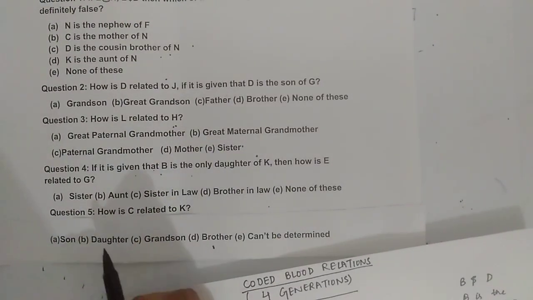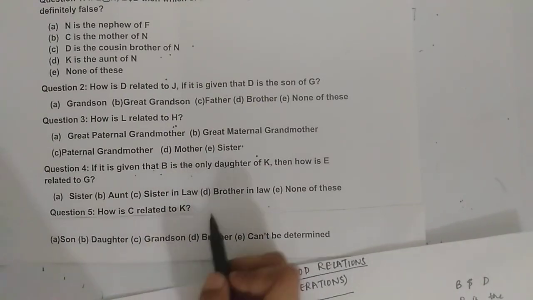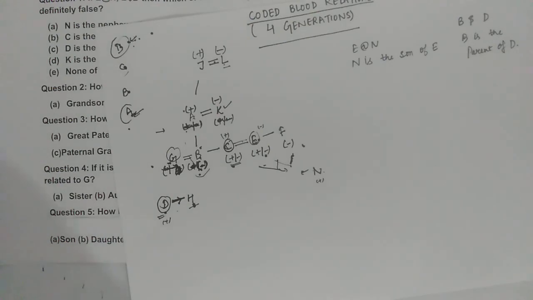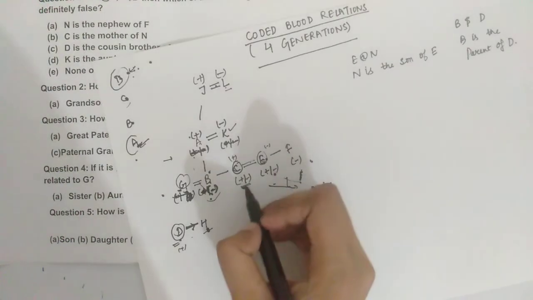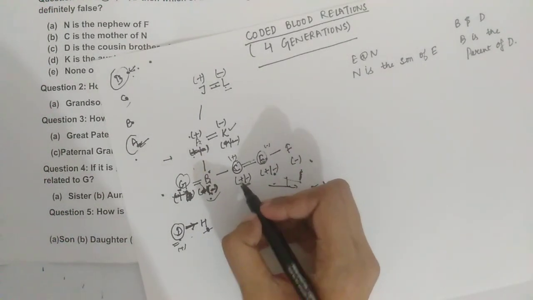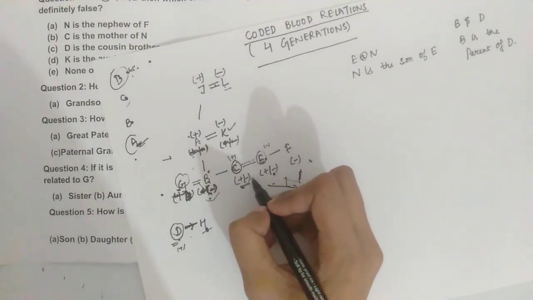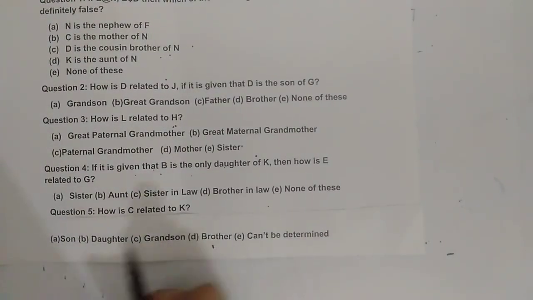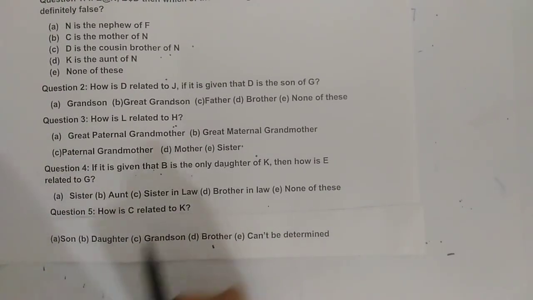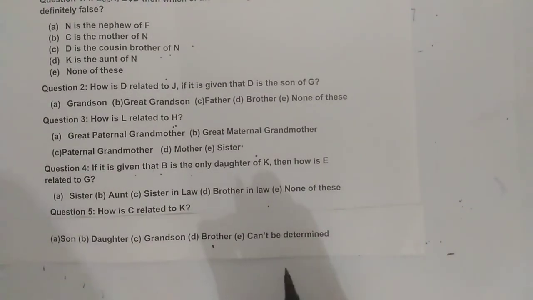Fine. Now see the next question. How is C related to K? See, we don't know the gender of C in original question. C can be either son of K or C can be daughter of K. So see the options. Son, daughter, grandson, brother, can't be determined. So right answer here is option E, can't be determined, because it can be either son or daughter. If in options you are given like either son or daughter, then you will mark that option only.